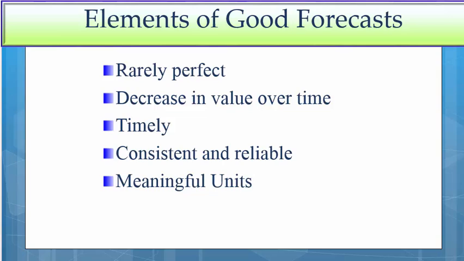So it's always interesting to know what makes a good forecast, and so here are some elements of a good forecast. I think the first one is really important, and that is that they're rarely perfect, because forecasts, by their very nature, they're an art, and we do our best, but they're rarely going to be dead on. Another thing that's important about forecasts is that they decrease in value over time. So if you do a forecast out 10 years, well, the closer you get to 10 years out, probably the less correct you are with respect to your forecast.